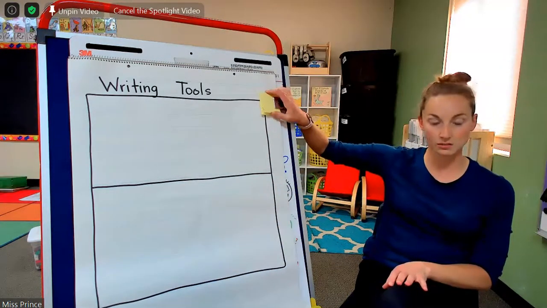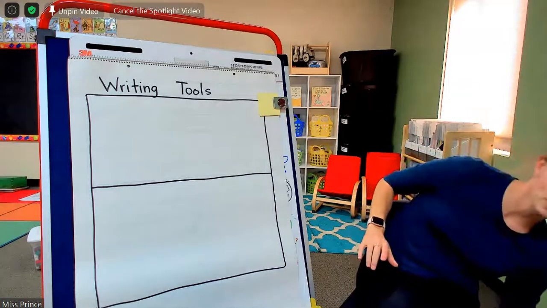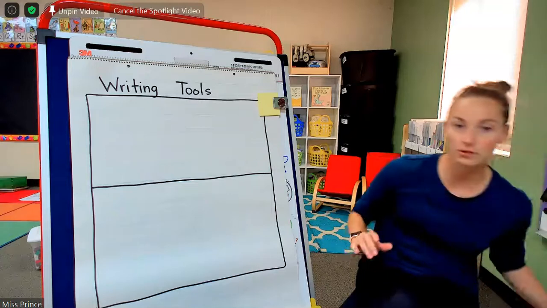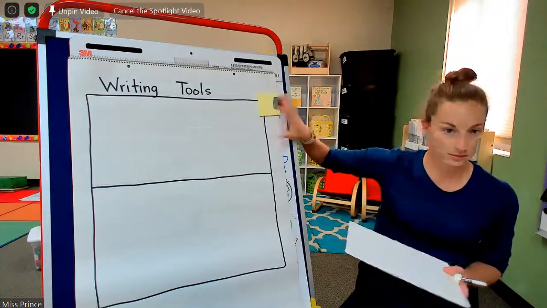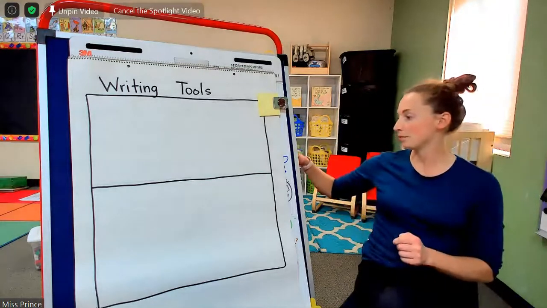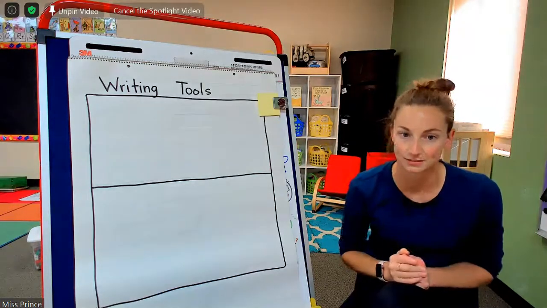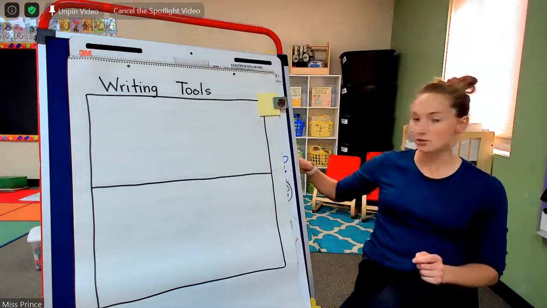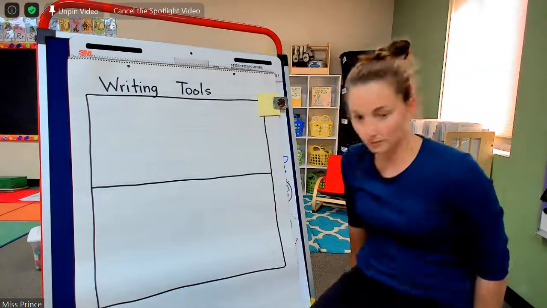I have sticky notes up here for you guys to help me, and I also have whiteboard because I want you guys to model the words on your whiteboard, the same ones that I'm going to model on the sticky notes. So I'm going to start my story about a cat, a big cat. So I'm going to start drawing my picture of a cat.